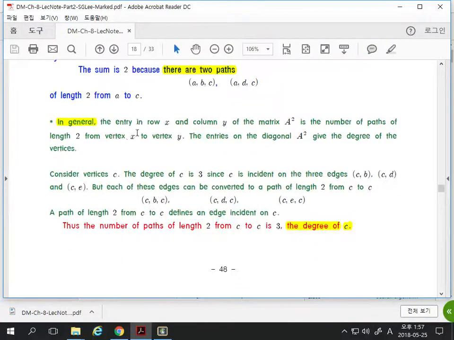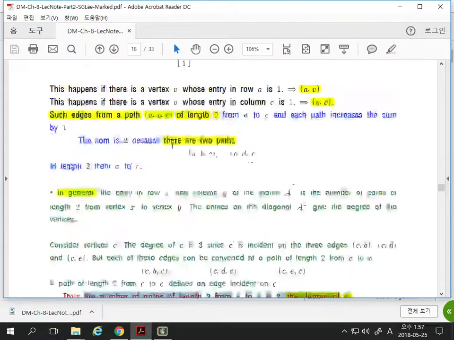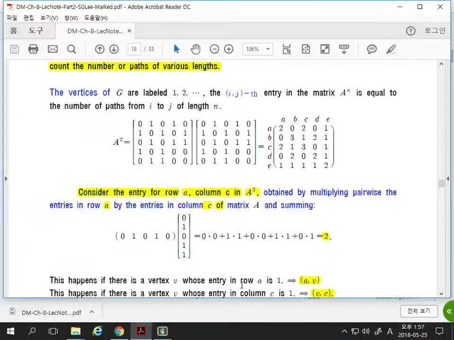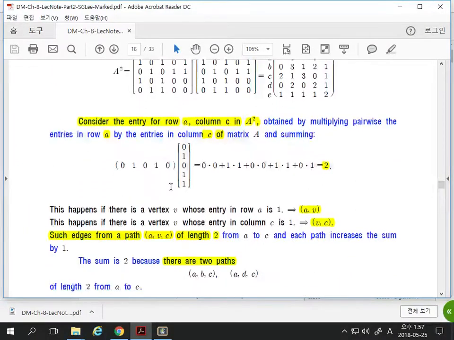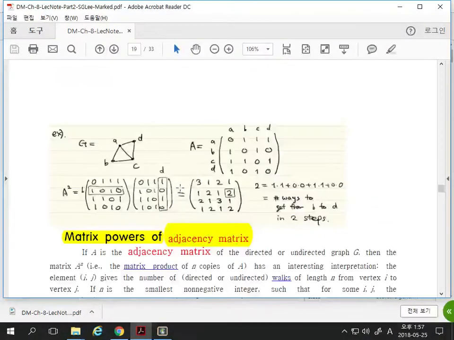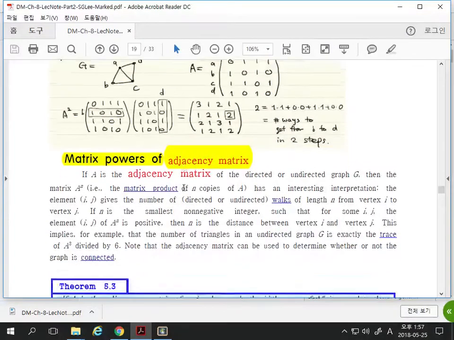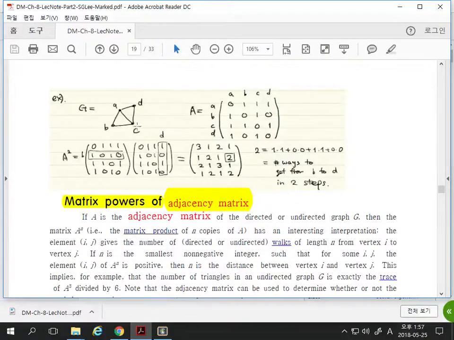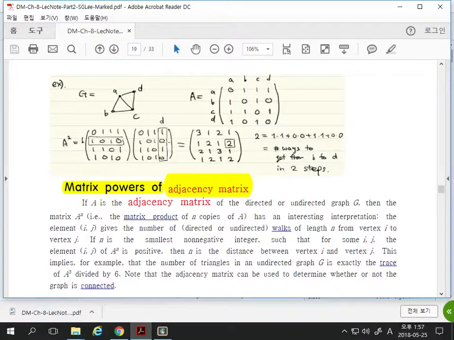In general, the number of paths of length 2 from A to C, and that's the degree of C here. In general, those ideas can be expanded to the n by n matrix, and here, like this. Suppose we have this graph, then this adjacency matrix can be written in this way. Then A square can be found in this way. This 2 means that there are 2 ways to get from B to D in 2 steps.